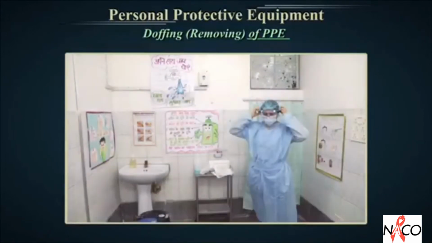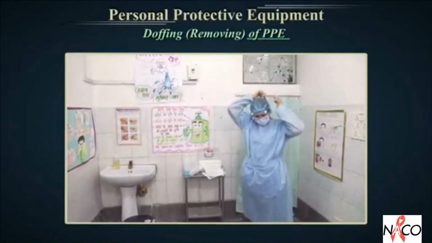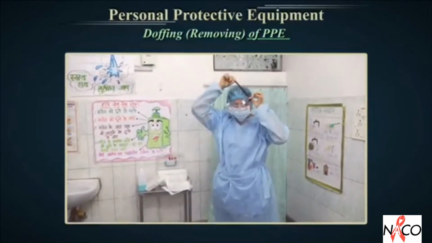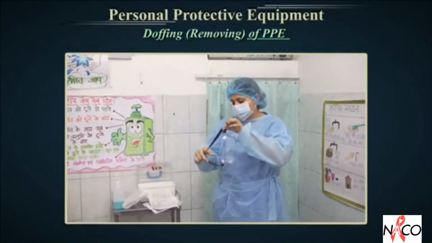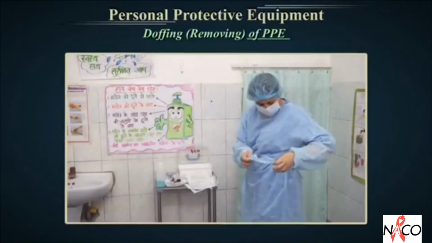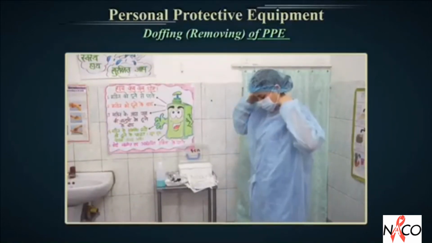The second step is to remove eye protection. The glasses or goggles are contaminated on the outside, so touch only the earpieces or elastic bands for removing them. Eye protection should be discarded or placed in a designated area for disinfection and reuse. The third item is to remove the gown. The most contaminated area of the gown are the front and the sleeves.